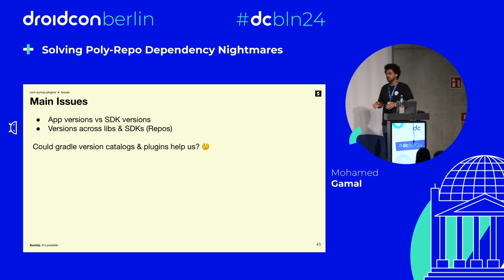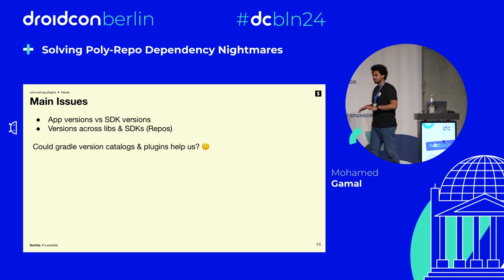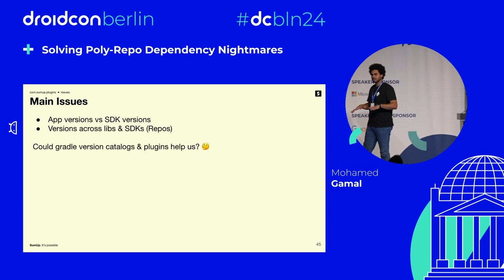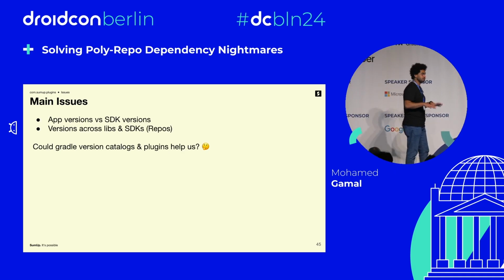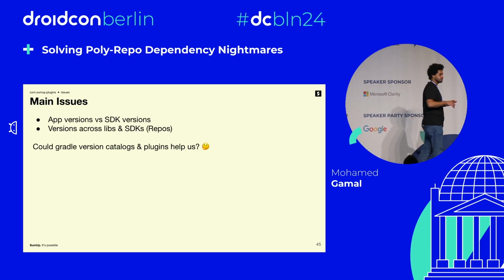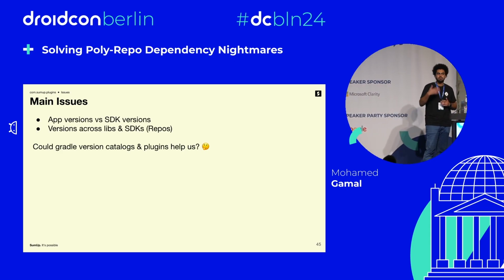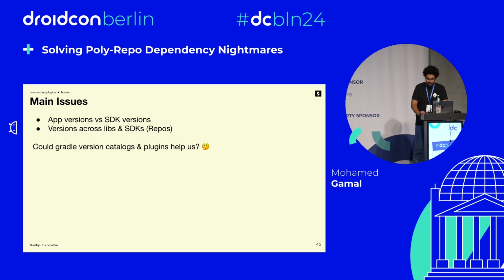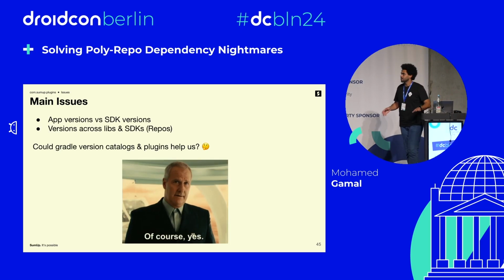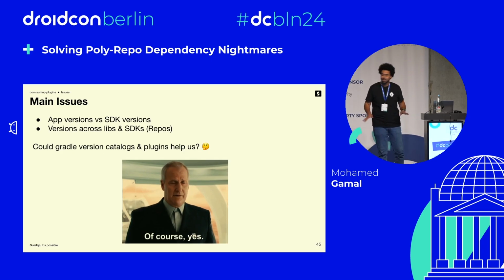So, a reminder of our main issues: the app versions versus the SDK versions, and it ended up with lots of mess in the dependencies and lots of conflicts that Gradle needs to resolve, and how to share these versions across the libraries and SDK. Can really Gradle version catalogs and plugins help us? I mean, otherwise we will not be talking today. So luckily, yes.